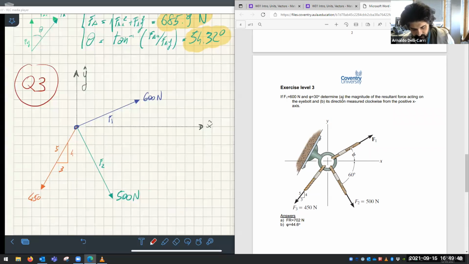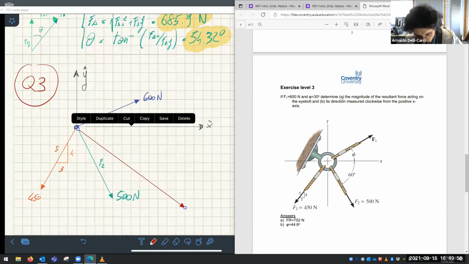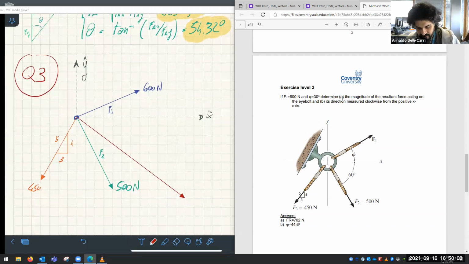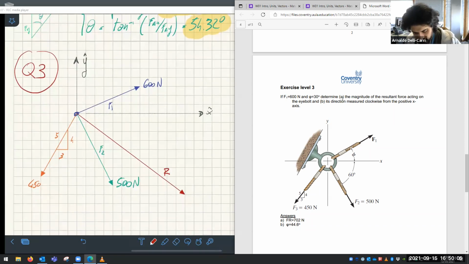Which I don't know yet. Okay, so I'll adjust it because I have no idea, but possibly like that. So this is my resultant. And so we have to split now.